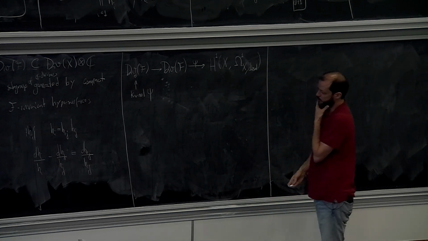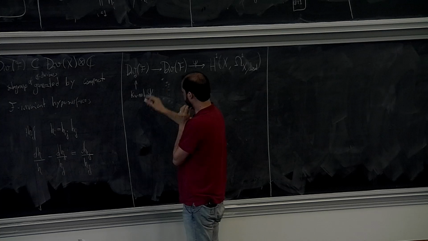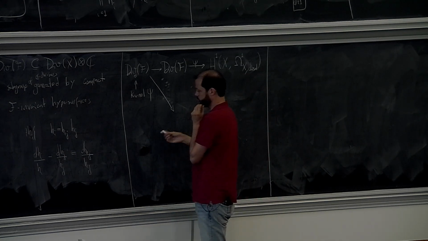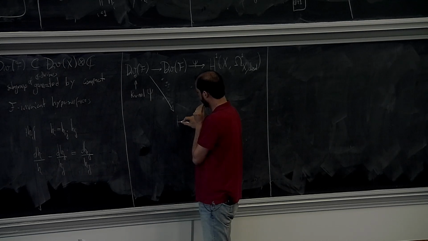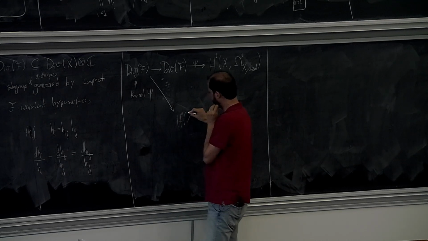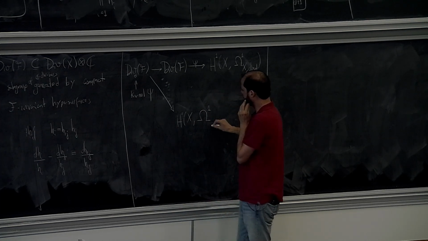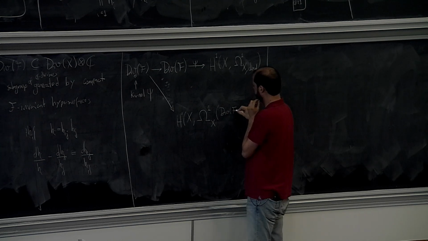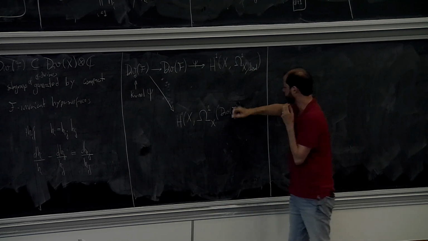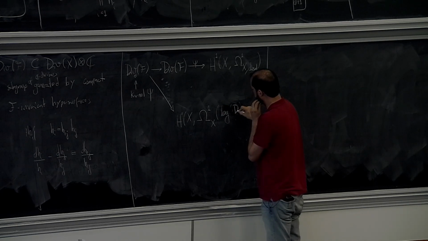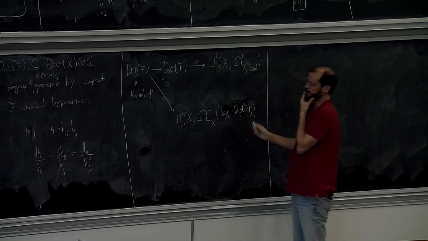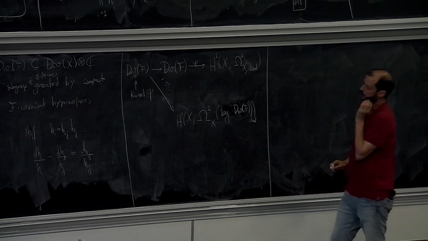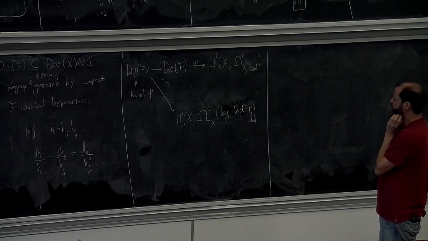And if I take an element in the kernel of psi, then to every such element I can construct a logarithmic one form. Let's abuse the notation a little bit and write log Div(F), saying that this is a logarithmic one form with poles in the F-invariant divisors.